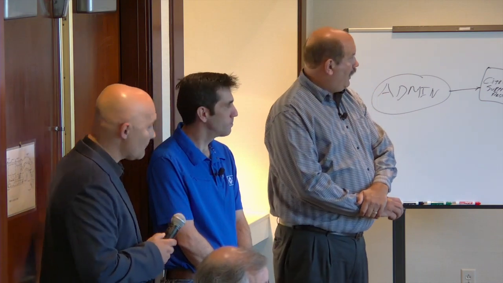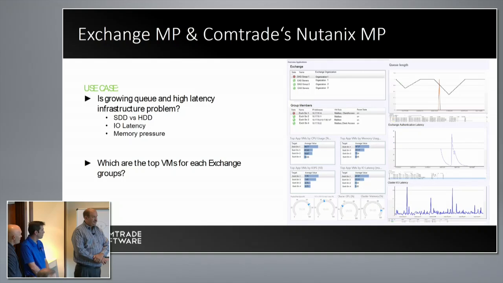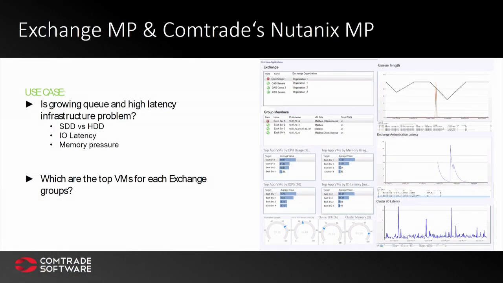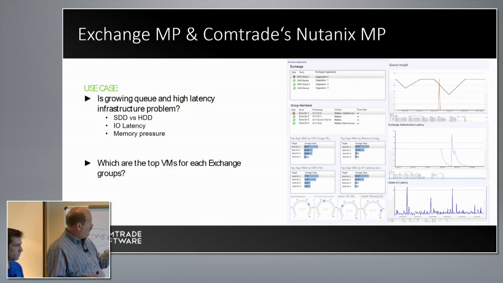One more use case here is an Exchange use case. One of the things you want to monitor with your Exchange is what's going on with your queue length and your authentication latency. And as your queue length is increasing, why isn't the infrastructure keeping up with the requests? It could just be a spike, it could be a trend. You want to take a look at the discovered Exchange environment that we've built with the app awareness, look at what the group members are and what the top VMs are, and correlate and look at the performance of those particular VMs, and also the cluster latency. So again, a single pane of glass, a single screen, can give you that.